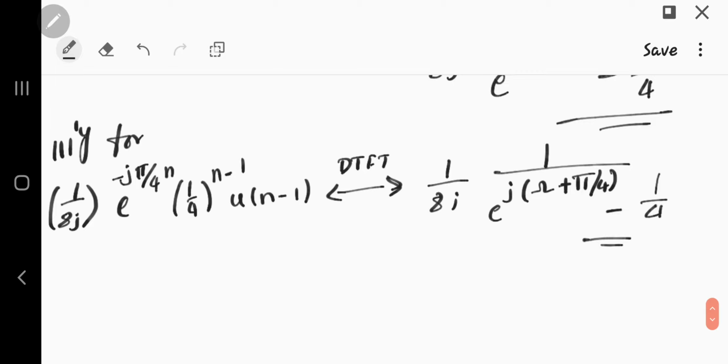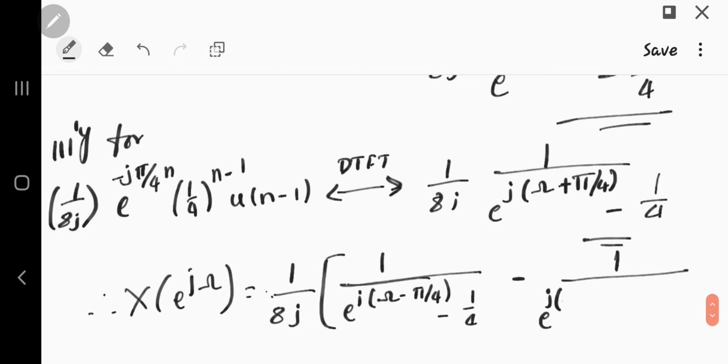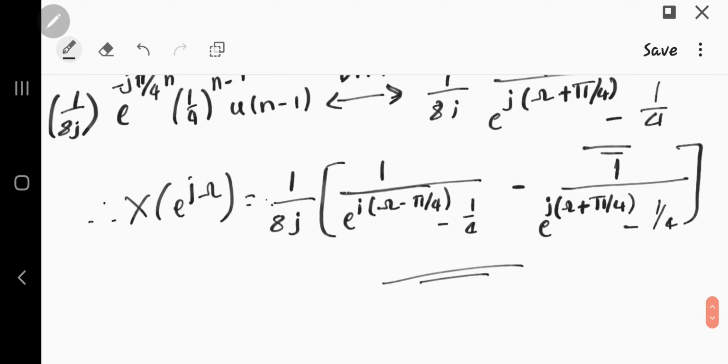So based on this we can write, therefore X(e^jω) is 1/8j times [1 divided by e^j(ω−π/4) minus 1/4, minus 1 divided by e^j(ω+π/4) minus 1/4]. So this is the final answer.